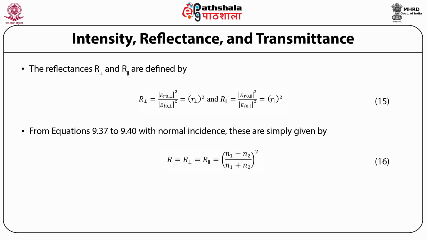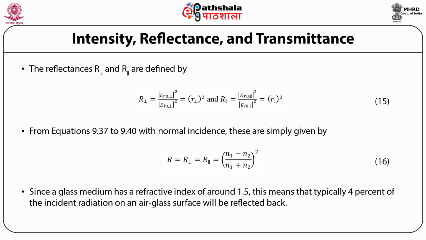From equations 9.37 to 9.40 with normal incidence, these are simply given by R is equal to R perpendicular is equal to R parallel is equal to n1 minus n2 by n1 plus n2 whole square. Since a glass medium has a refractive index of around 1.5, this means that typically 4% of the incident radiation on an air-glass surface will be reflected back.